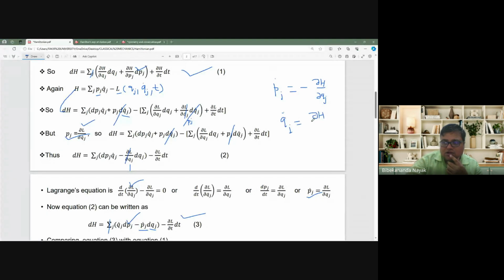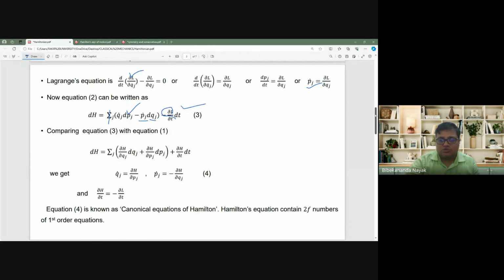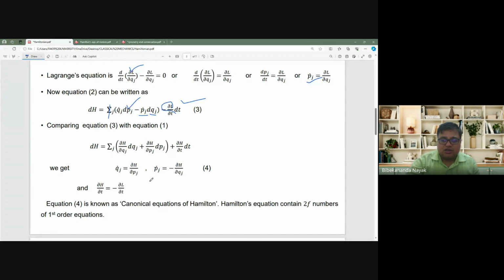These are known as Hamilton's equations of motion. Pj dot is equal to minus del H by del Qj, Qj dot is equal to del H by del Pj. Also here we got del H by del T is equal to minus del L by del T. Third equation. So these are Hamilton's equations of motion: Qj dot equals del H by del Pj and Pj dot equals minus del H by del Qj.